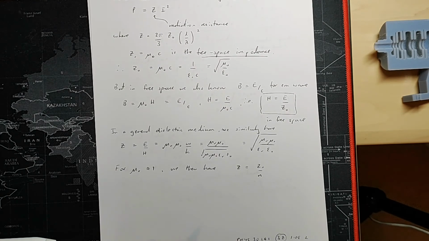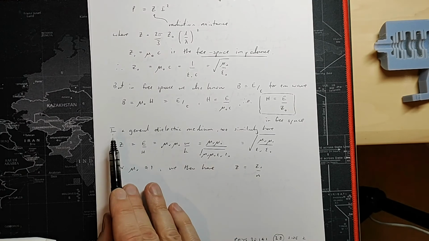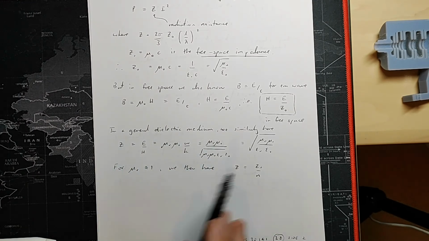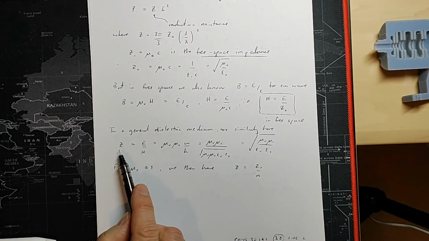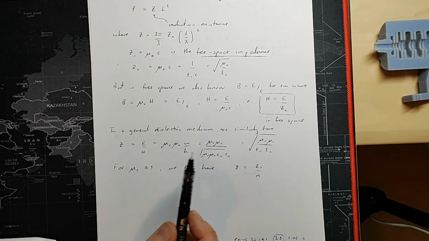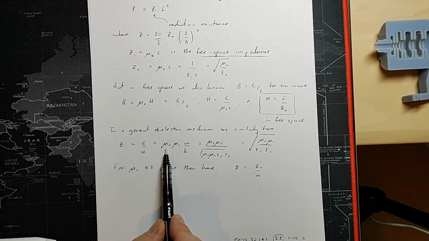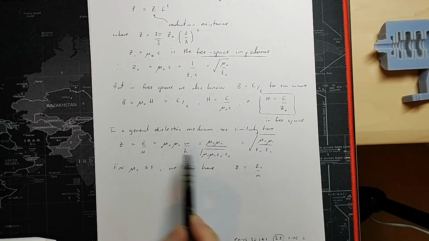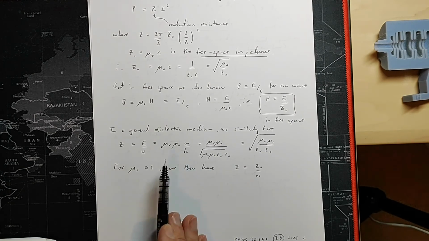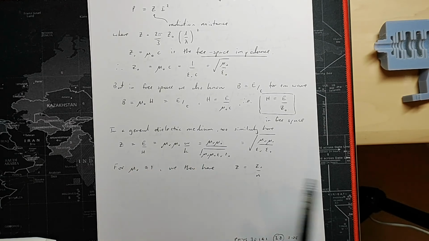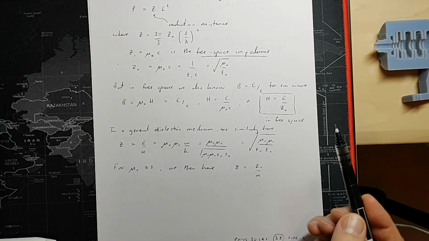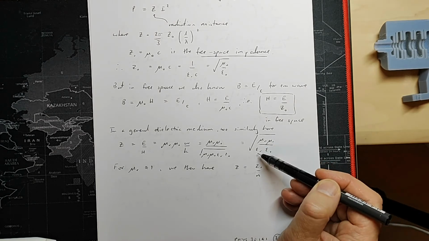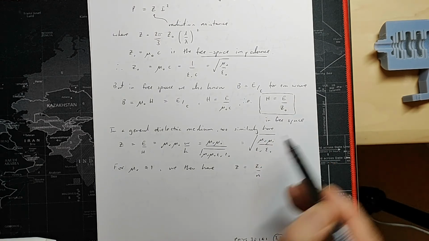Well, let's do another calculation. In a general dielectric medium, we can do a similar calculation, which is that the impedance of the electromagnetic wave is equal to E divided by H. But of course, in a dielectric, I can relate E to H in this way. I have to include the permeability and omega over k. And when I do that, I find that the impedance can be written as mu r mu naught divided by epsilon r epsilon naught, all square rooted.